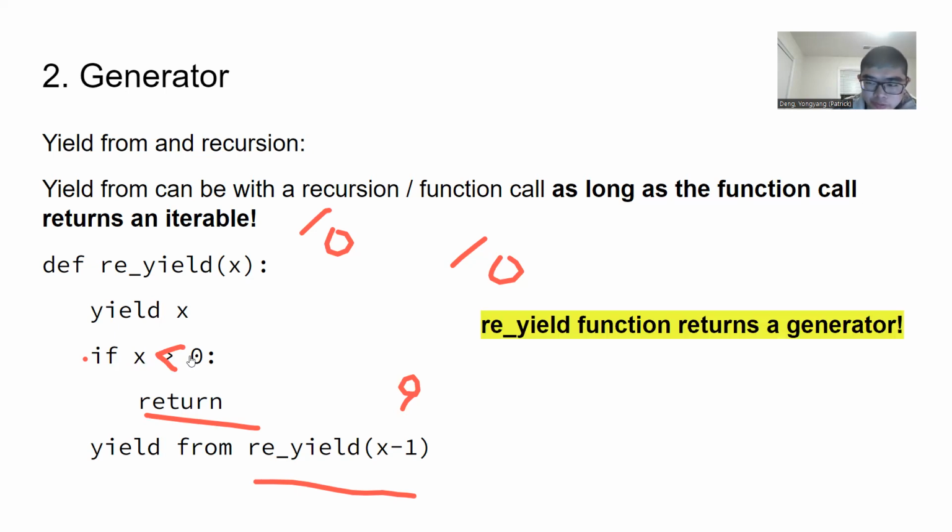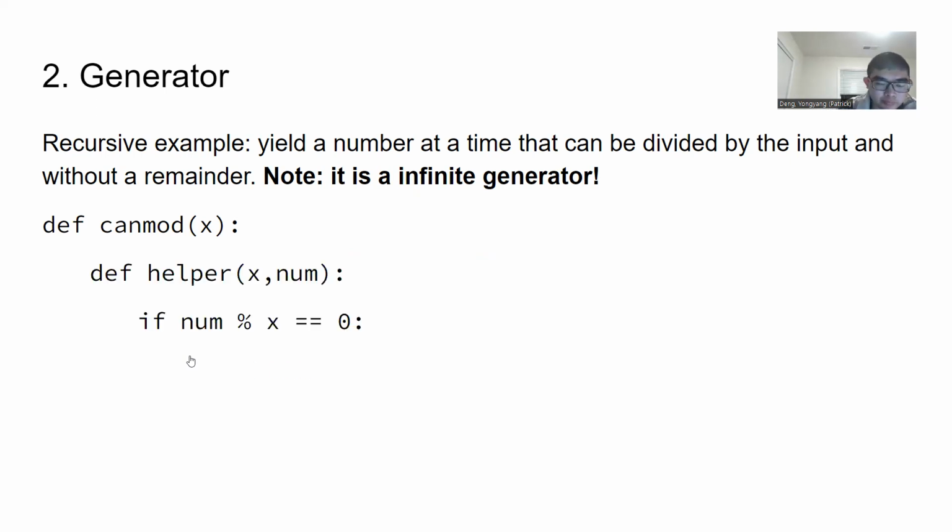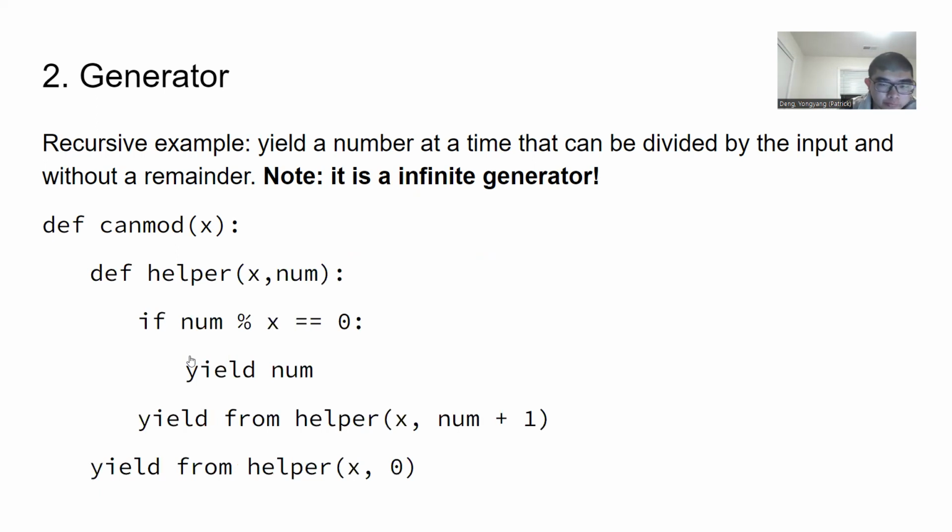The function returns a generator. So it is an infinite generator. Recursive example: yield a number at a time that can be divided by the input without a remainder. Okay, so infinite CanMod. Why is it infinite? I guess that's because you don't have a base case. So it's a nested recursion.